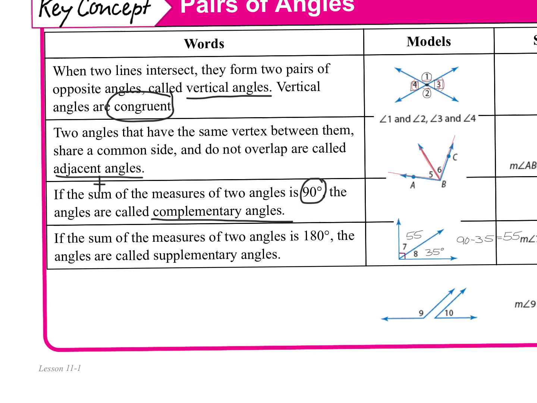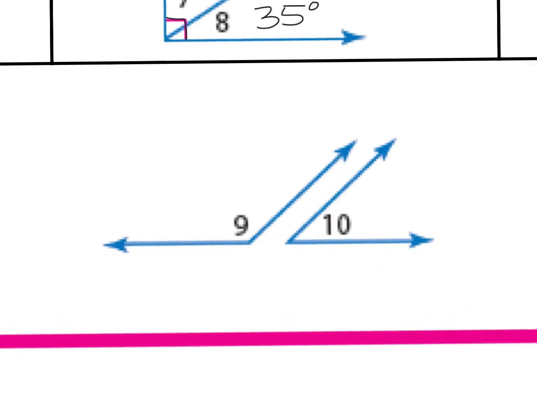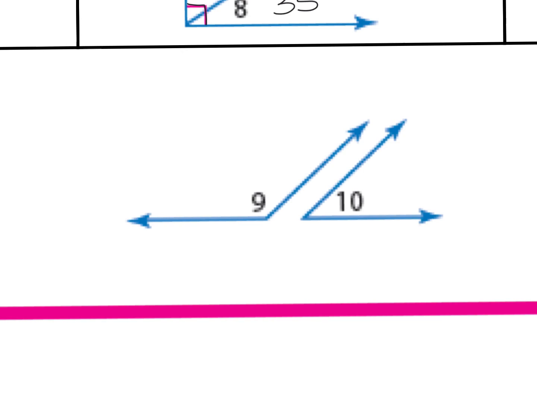Last one we got to talk about, that bottom one. If the sum, what does sum mean? Add. If the sum of the measure of the two angles is 180, circle it. 180 degrees. The angles are called, underline, supplementary angles. Similar to 90 and complementary, just with 180 degrees. Looking for a straight line. Sometimes they have them connected, sometimes they have them split up a little bit. But 9 and 10 are supplementary because they have that straight line underneath that connects them.